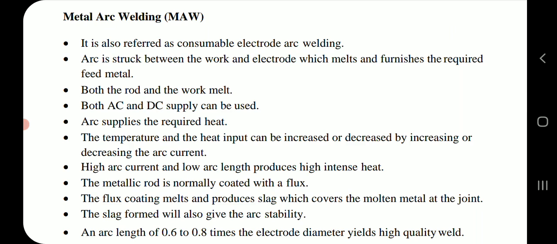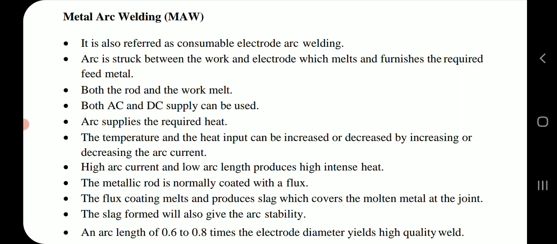Metal arc welding is also referred to as consumable arc welding. Arc is struck between the work and the electrode, which melts and furnishes the required feed metal. Both the rod and the work melt. Both AC and DC supply can be used. Arc supplies the required heat. The temperature and the heat input can be increased or decreased by increasing or decreasing the arc current. High arc current and low arc length produce high intense heat.